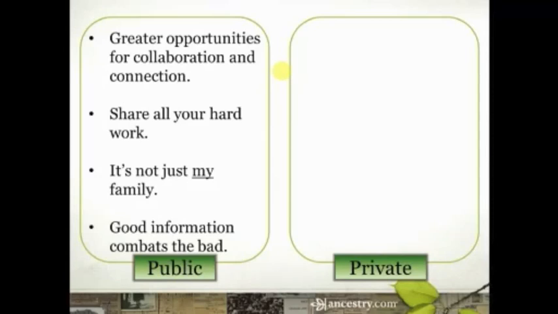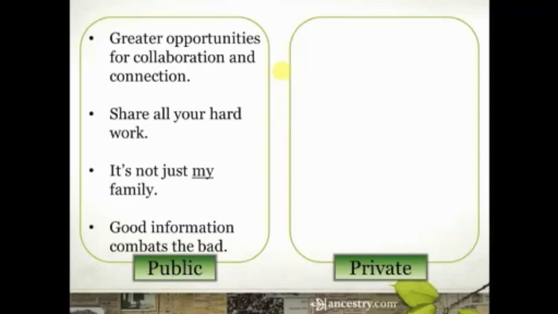One of the reasons that people have given for making their tree private is people are taking my information and they're putting it into their trees, and then they're getting it all confused, right? They're attaching the wrong birth date or the wrong spouse or whatever, right? But the reality is that if you use that as an excuse to make your tree private, now the only thing left out there for other people that come along to view is the bad information. And so if you publish your tree with the right information, then it combats that bad information, right?